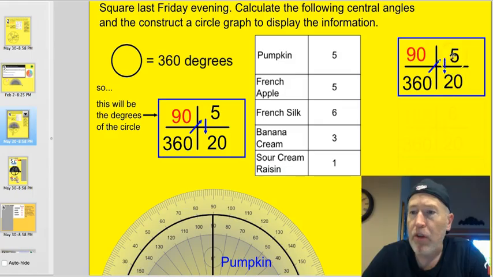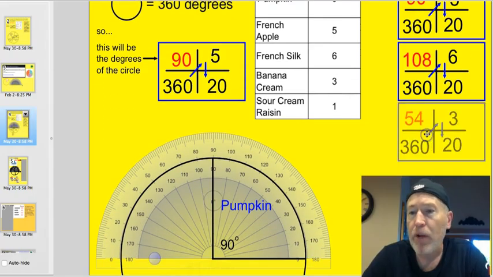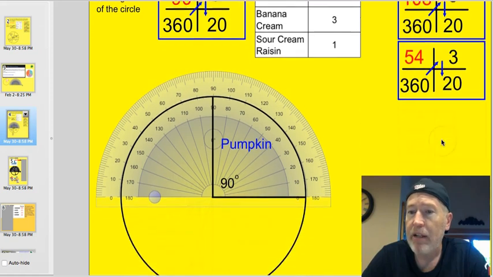French apple silk, that's 5 out of 20, so you can clearly see that when I multiply and divide, we've got 90 degrees there, too. We put French silk in, that's 6 out of 20, and that's going to be 360 times 6 divided by 20 is 108. Banana cream, it's 3 out of 20. It's going to be half of the 108, which is 54 degrees when you multiply and then divide.